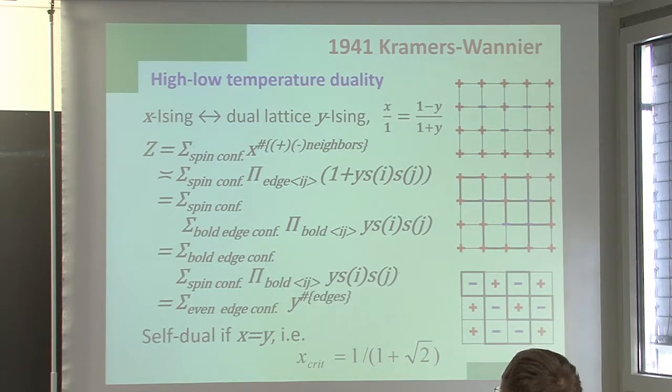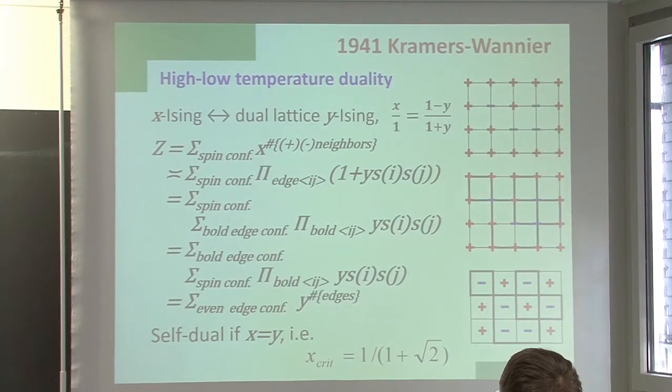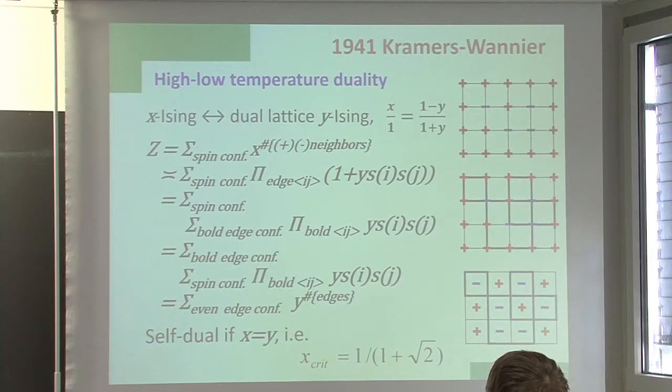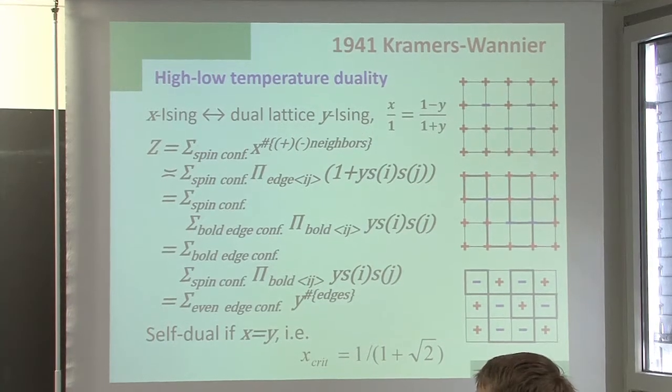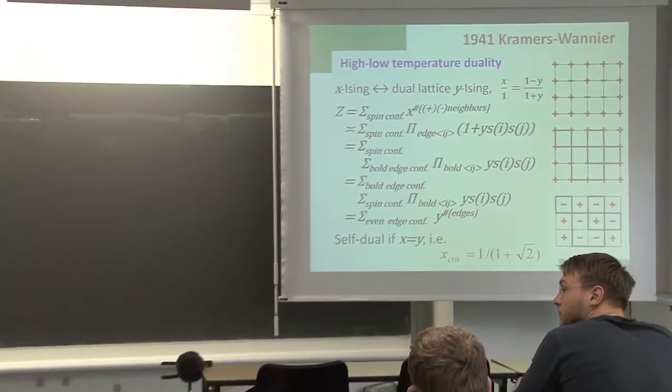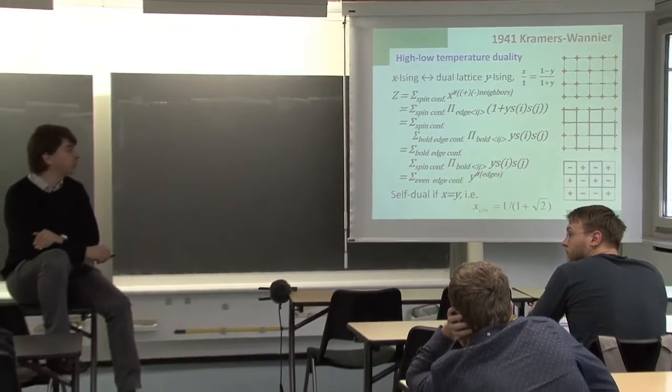So basically, it's a very elegant argument. The appropriate way to see it, and did he do the random cluster model and the Fortuin-Kasteleyn map? He got it. Ah, okay, very good.